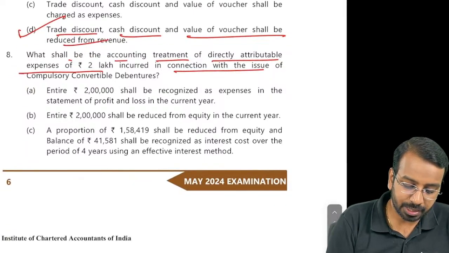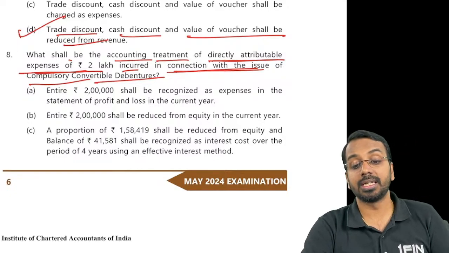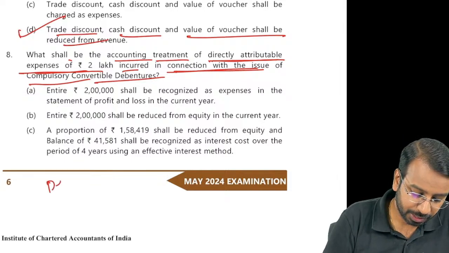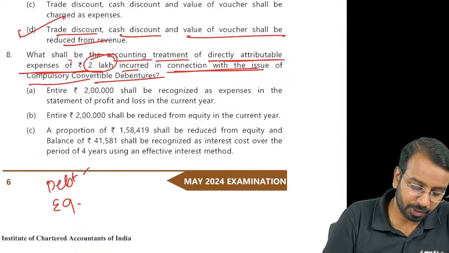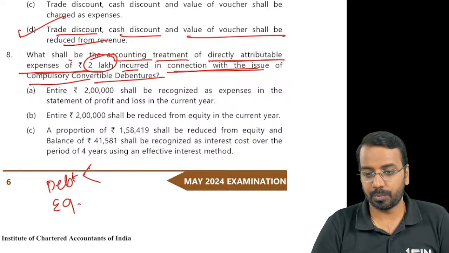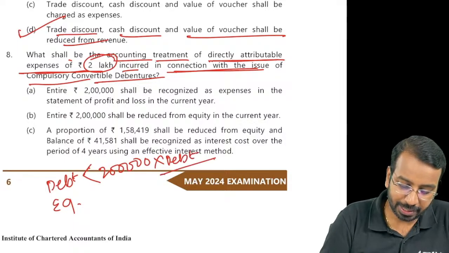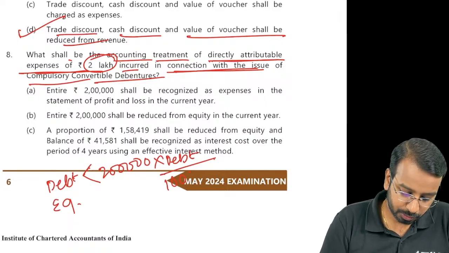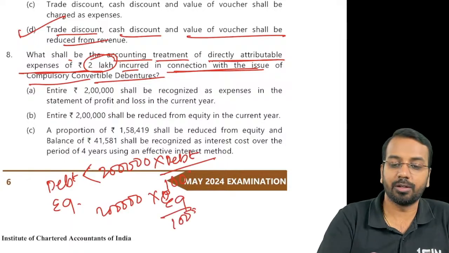Then, what shall be the accounting treatment of directly attributable expenses of 2 lakhs incurred in connection with the issue of compulsory convertible debentures? So we have issued CCD. When we have issued compulsory convertible debentures, there are two components. One is the debt component, another one is the equity component. Now this transaction cost of 2 lakhs will be split between debt and equity in their respective ratio. So what you can do? 2 lakhs into whatever is the debt component divided by debt plus equity. So debt plus equity is your 100 lakhs. Same way, 2 lakhs into equity divided by 100. Like this you can do the split.